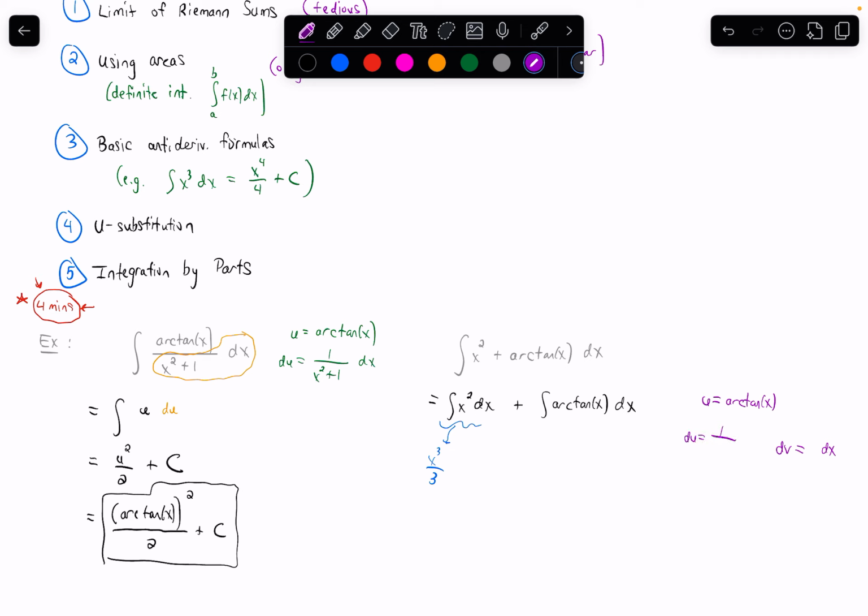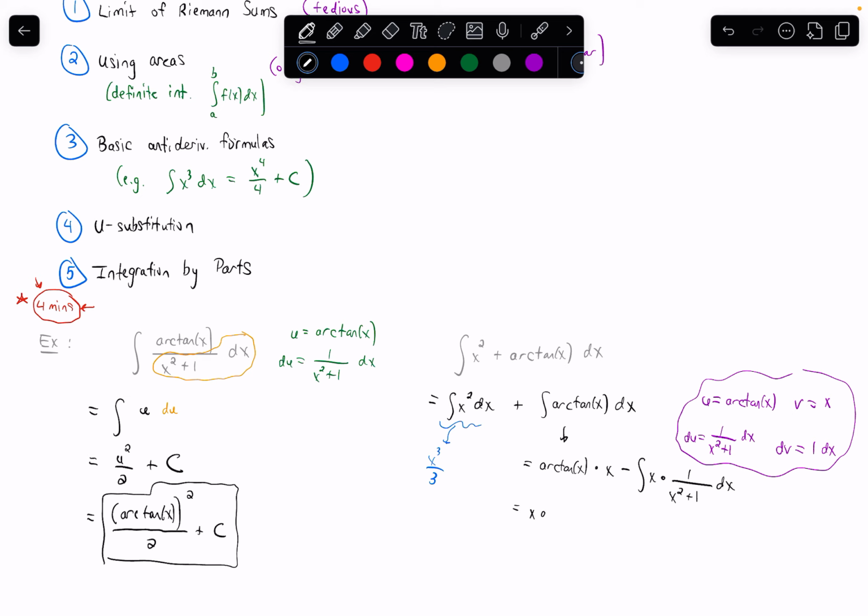And then du, the derivative of arctan, is 1 over x squared plus 1, and then write the dx next to it. For v, technically there's a 1 next to this dx. This is 1 times dx. So the antiderivative of that is x. So if we use these parts, this becomes uv, which is arctan of x times x, minus the integral of v du. So v times du would be x times 1 over x squared plus 1, and then dx.